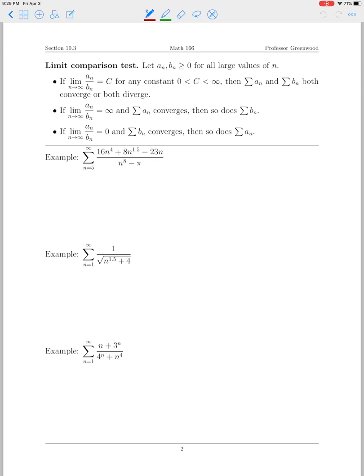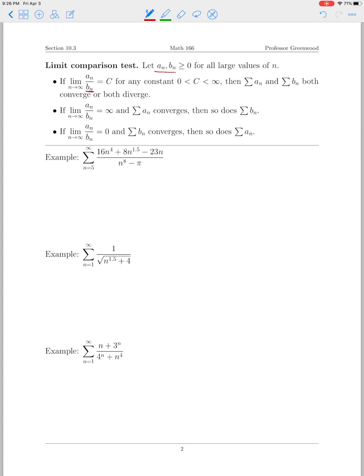Next, we're going to talk about the limit comparison test, which is another tool to compare two different series. So let's say that we have two sequences, a sub n and b sub n, and again, they're both positive. Now what we can do is compare the two series by taking the limit of the sequence ratio and checking what that is.